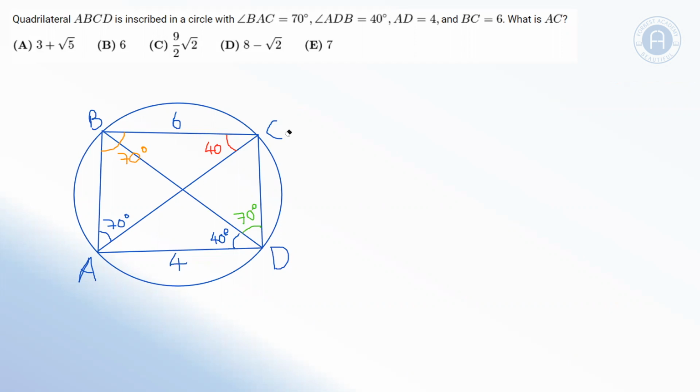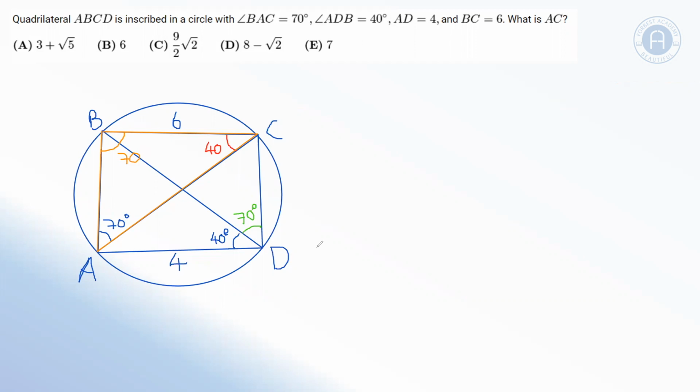There's a couple of ways we can do this. The first one is just by looking at our triangle here. Looking at our triangle BAC, we can tell we've got two angles of 70 degrees, so therefore this must be an isosceles triangle. Not very well drawn, obviously, but if that's 70 and that's 70, then these two sides here and here must be equal, so AC must be 6.